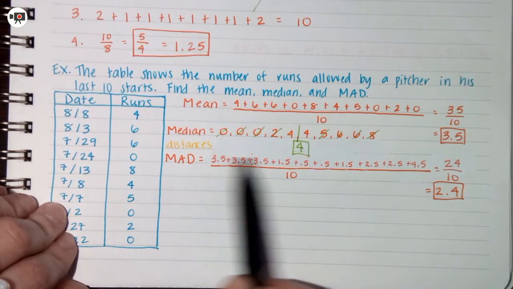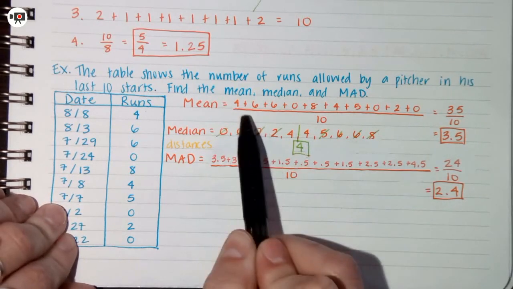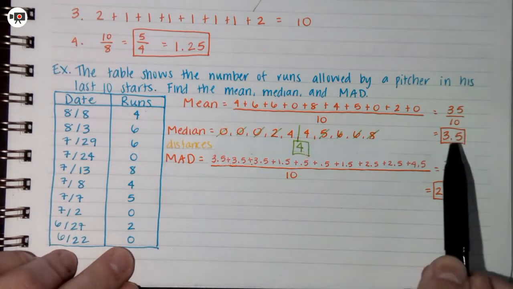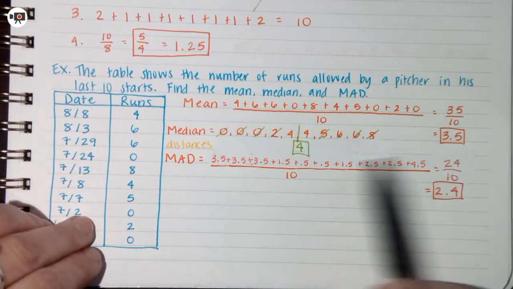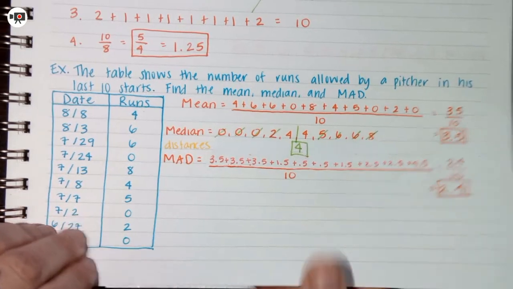So you're finding the distances between the values we are given and the mean. Then you add them all together and divide by the total number.